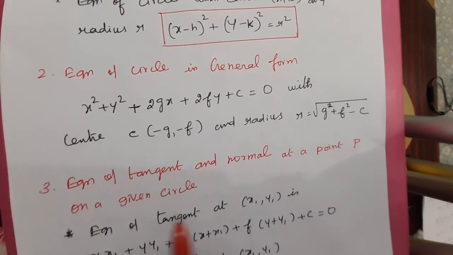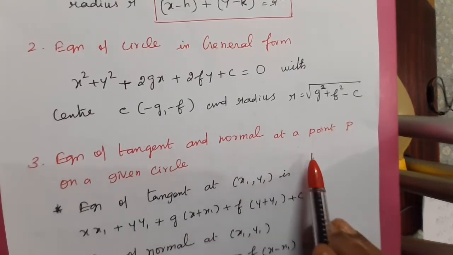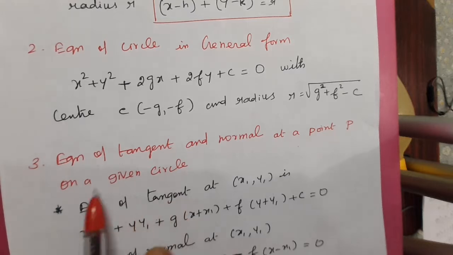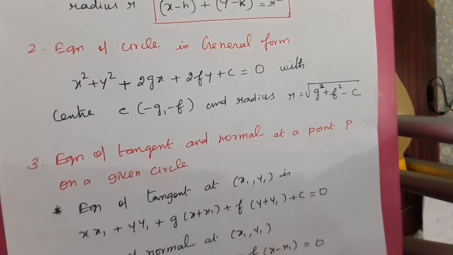Third one, equation of tangent and normal at a point P on the given circle. What is a tangent? If a line touches the circle, and the point is on the circle, outside the circle, or inside the circle, how many tangents can we draw? On the circle, only one tangent can be drawn. If the point lies outside, two tangents can be drawn. Inside the circle, no tangent can be drawn.